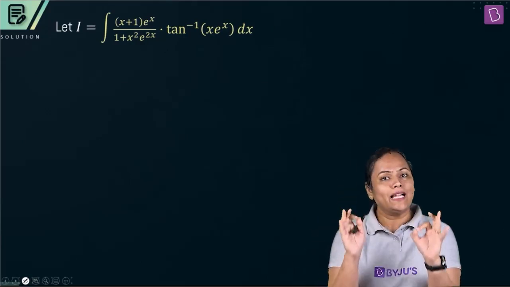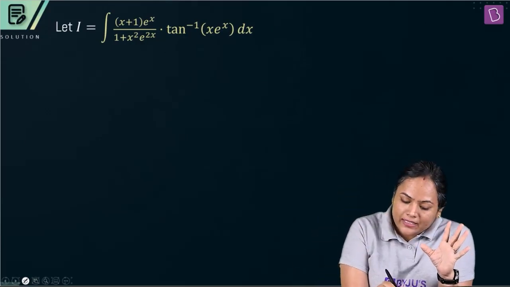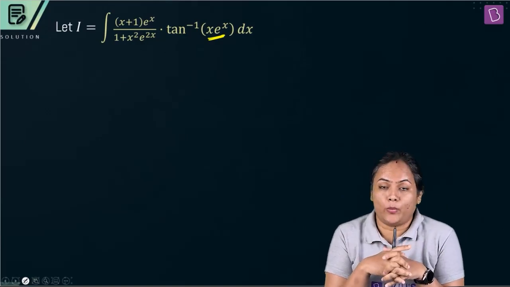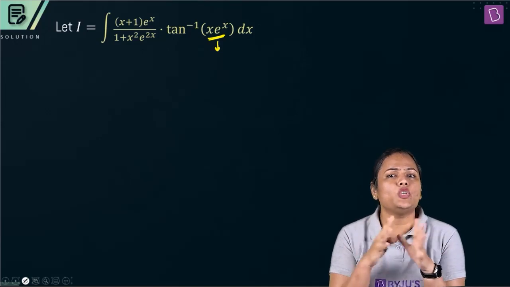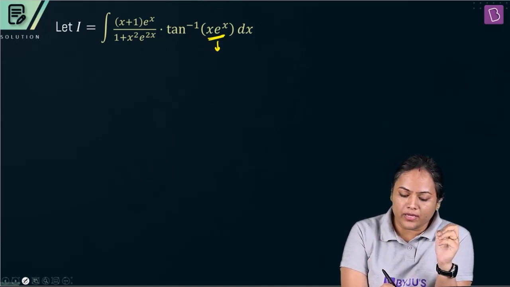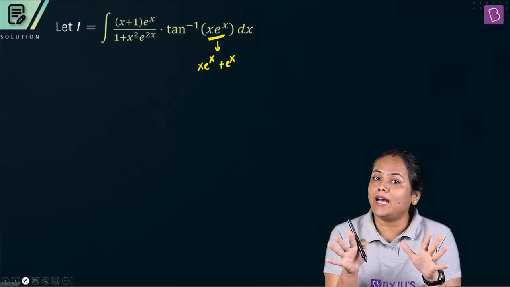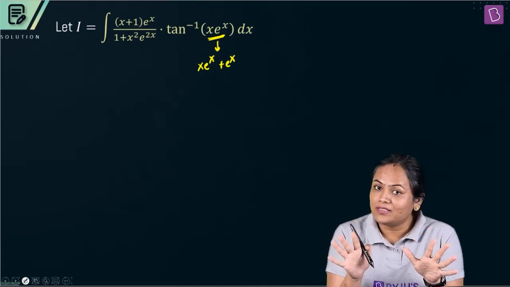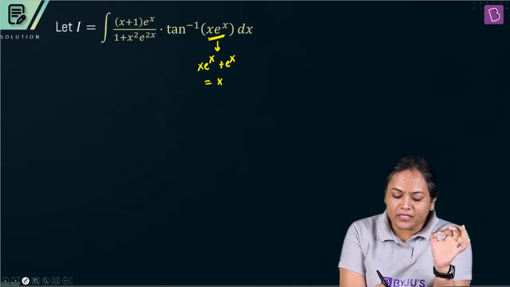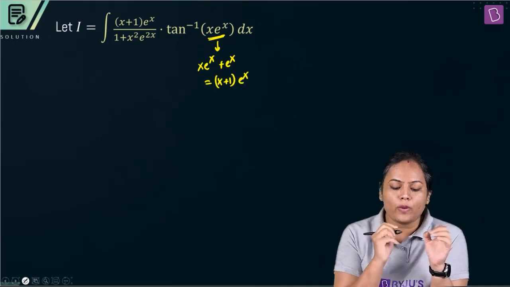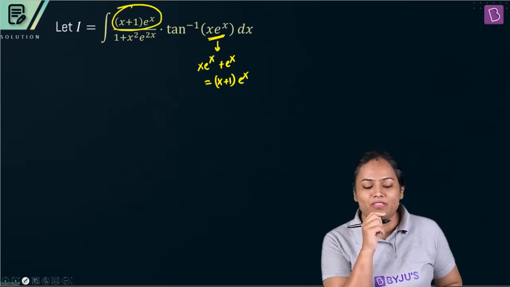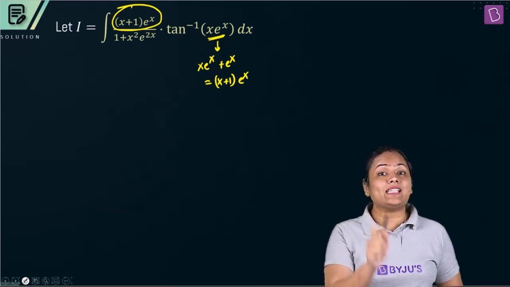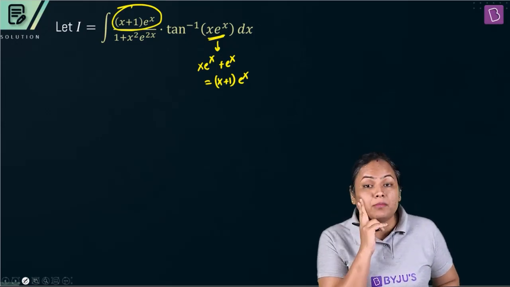First of all, let's think about x into e raised to x. Well, I know its derivative: when I differentiate x e raised to x, it is going to become x e raised to x plus e raised to x, when I apply the product rule. Clear? Further, this can be written as x plus 1 e raised to x, which is in turn given to me in the question itself. Okay, so I have the derivative of x into e raised to x with me.